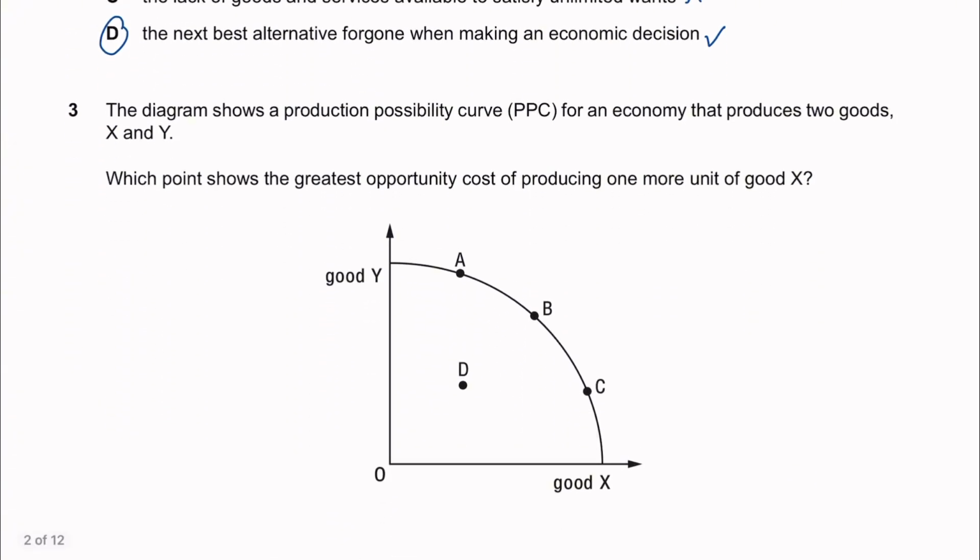The diagram shows a production possibility curve for an economy that produces two goods, X and Y. Which point shows the greatest opportunity cost of producing one more unit of good X? So let's analyze each point. So you can see point D, it's in unemployment.